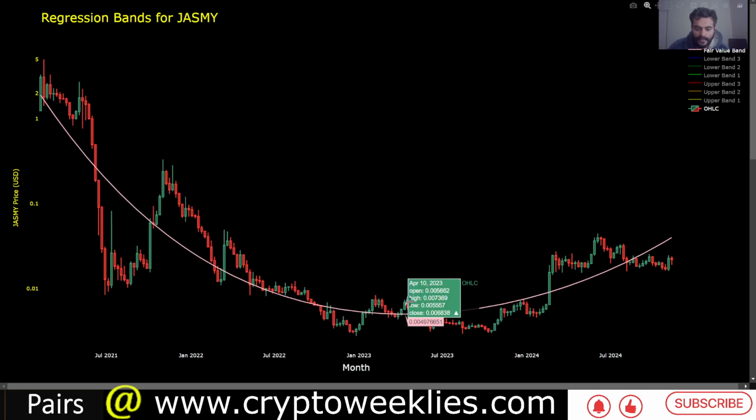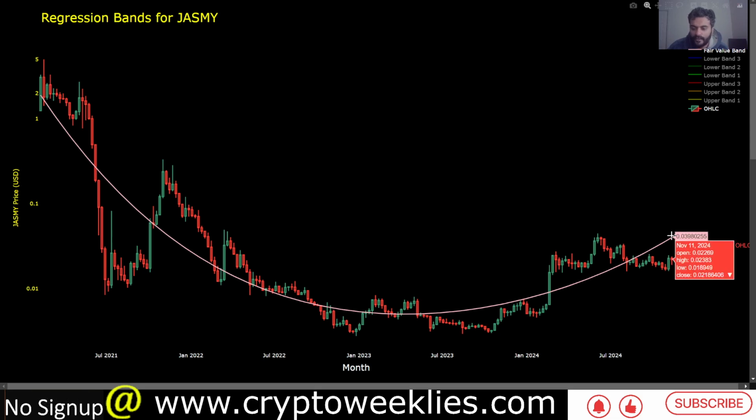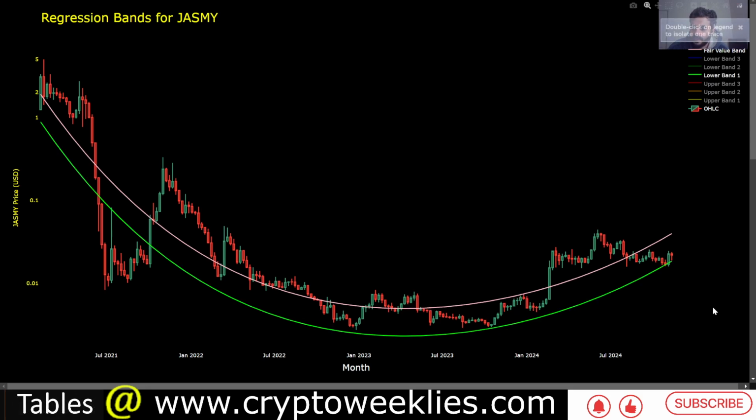During the bear market, the function has a downward slope. During the bull market, an upward slope. Per this analysis, the fair value line for Jasmy is coming in at around 3.9, almost the 4 cent level. That means currently Jasmy is undervalued with respect to its fair value based on the polynomial regression analysis, to the degree of close to this 1 standard deviation residual applied to the polynomial regression function.